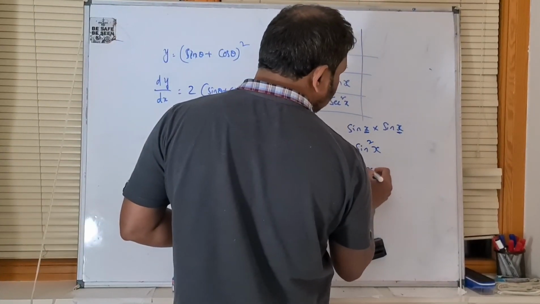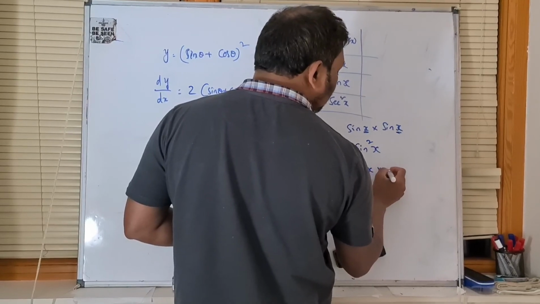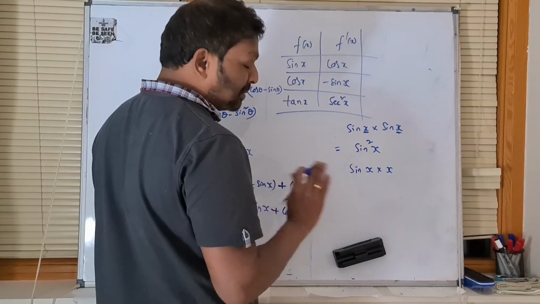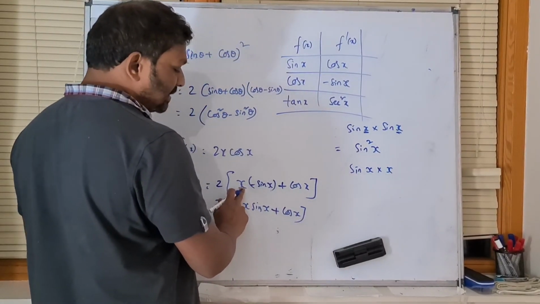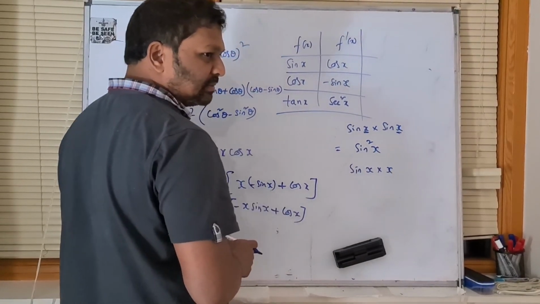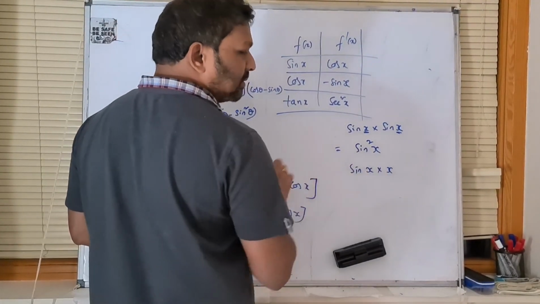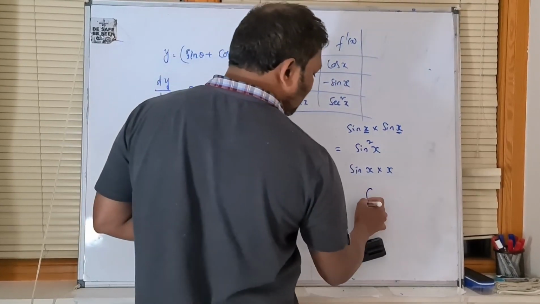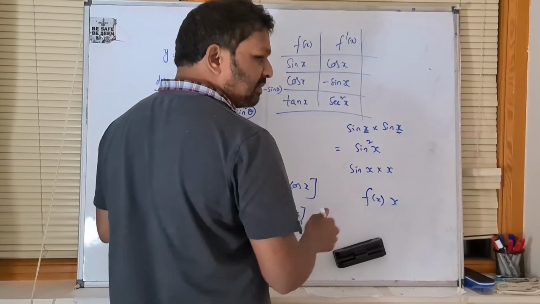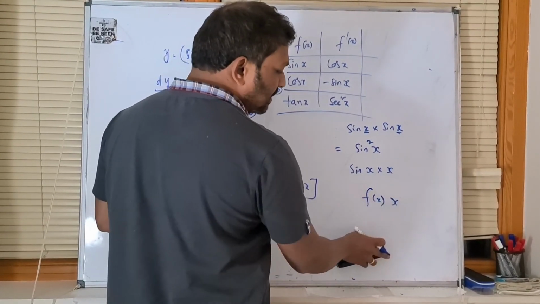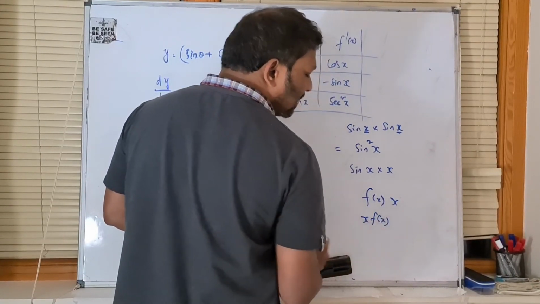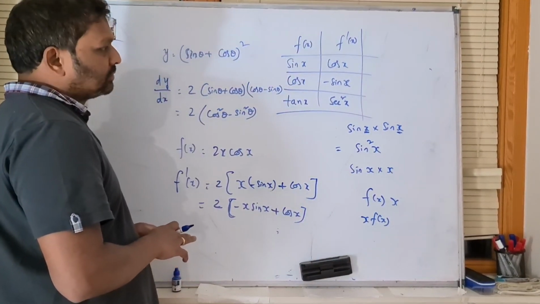Sin x into x. The same thing we have here: x into sin x. You cannot multiply this x and this x. This is within the function, this is outside the function. Say for example, somebody says f of x into x. Is it f of x square? No, it's not. It is x into f of x. For better clarity, you write it this way so that it will be much clearer.